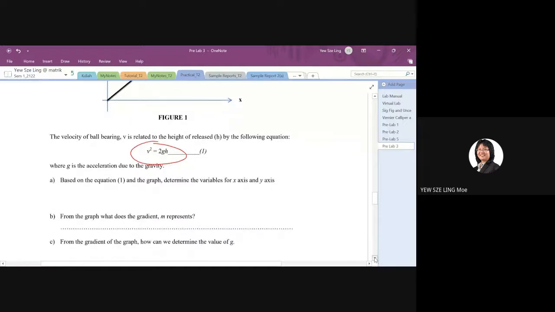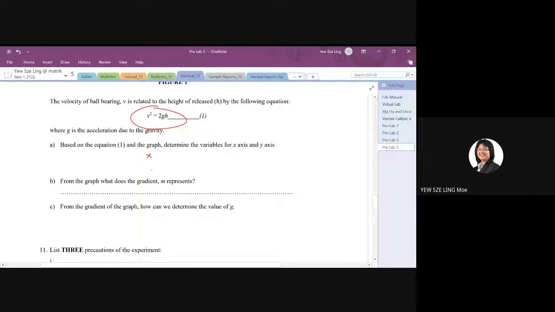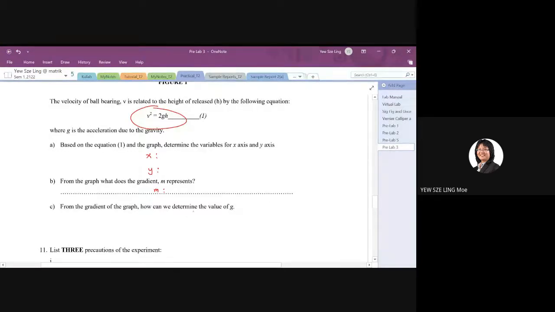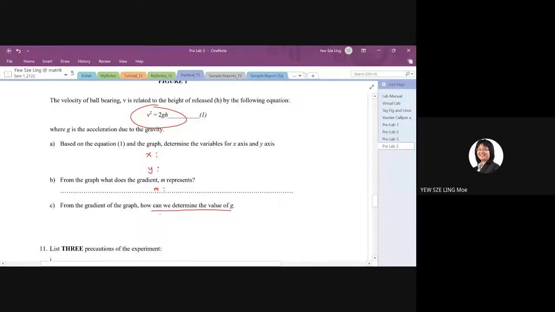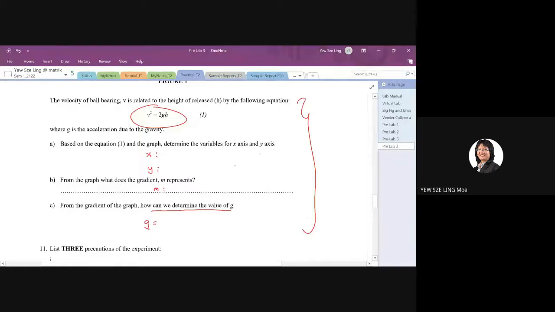Based on equation 1, determine the variable for the x axis. Which part of the equation represents your x axis? Which part represents your y axis? Think about it. And then which part of the equation represents m? From the graph, how can we determine the value of g? Again, I told you this already. What is the equation for g? If you understand this component, you should be able to do the calculations already.